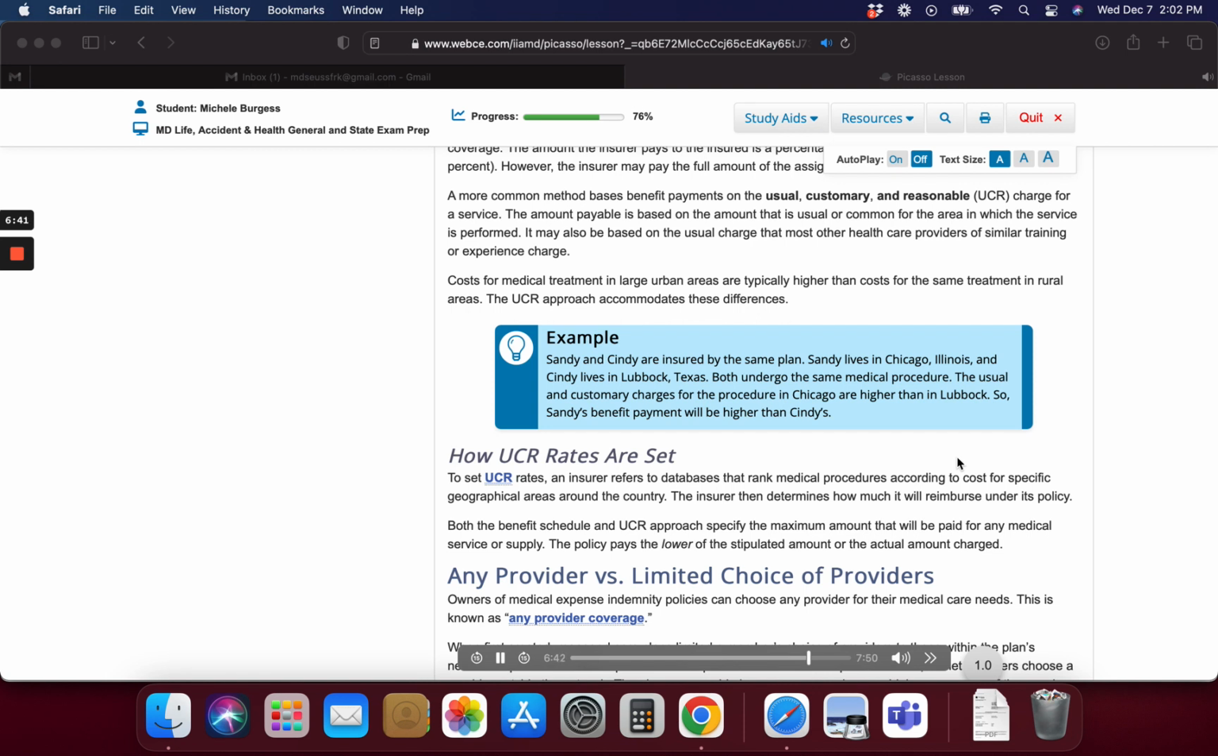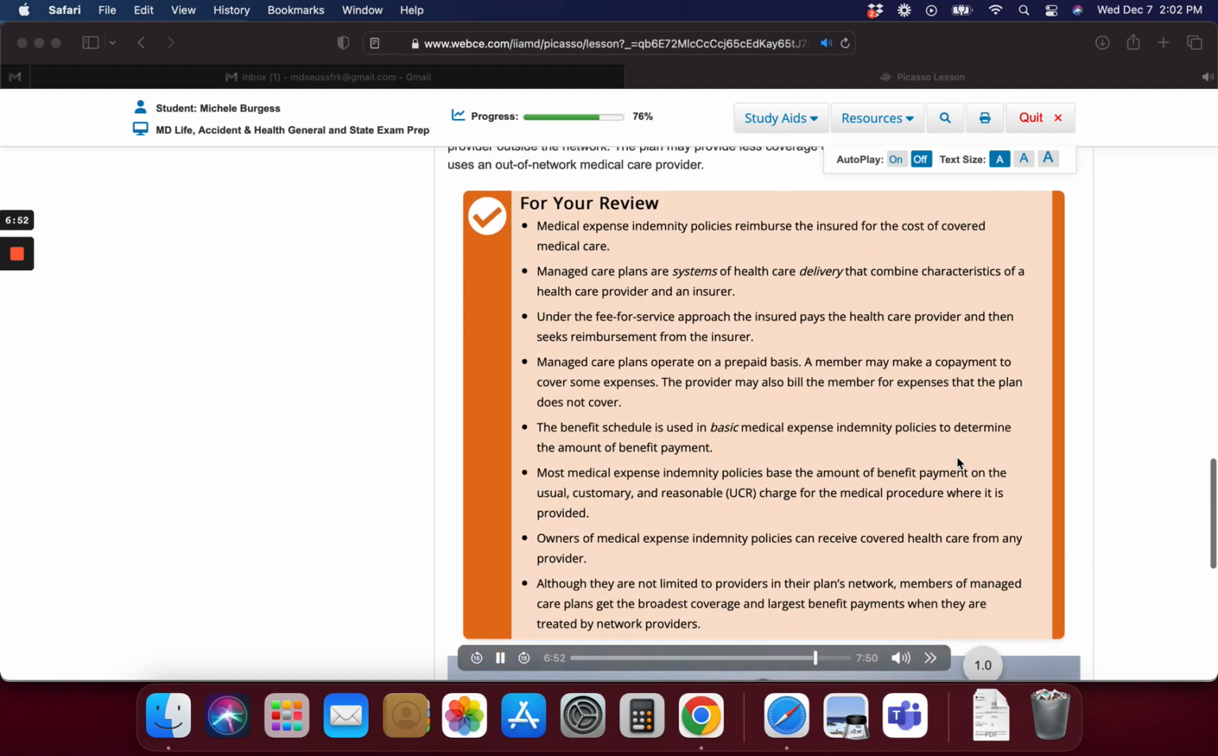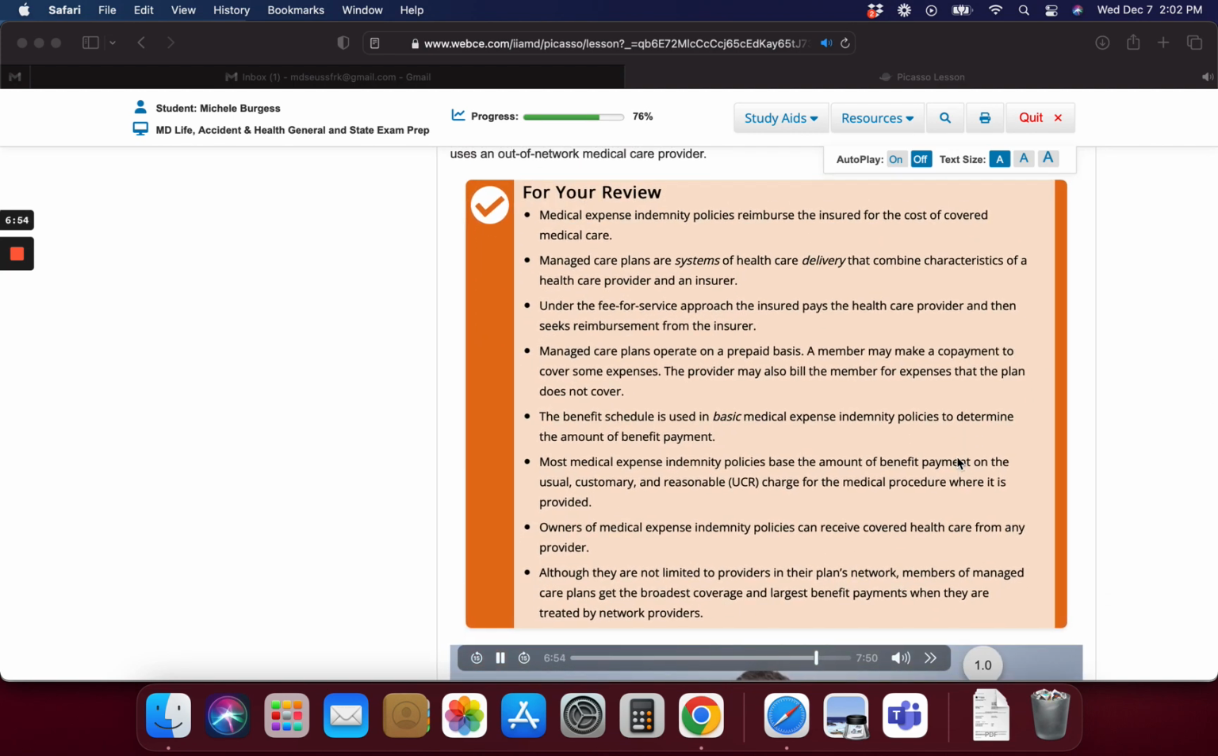Managed care plans are systems of healthcare delivery that combine characteristics of a healthcare provider and an insurer. Under the fee-for-service approach, the insured pays the healthcare provider and then seeks reimbursement from the insurer. Managed care plans operate on a prepaid basis. A member may make a co-payment to cover some expenses. The provider may also bill the member for expenses that the plan does not cover.